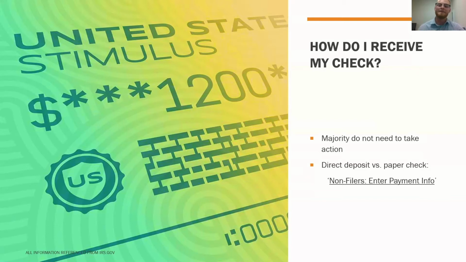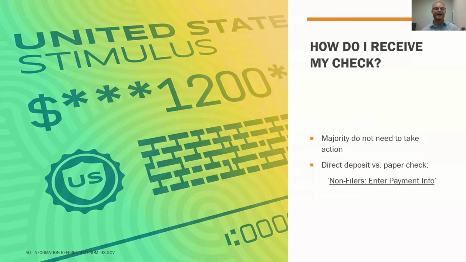For those who did not enter their direct deposit information on their tax returns or have not filed 2019 yet, you're going to have to go to irs.gov. As soon as you open the homepage, there's going to be a white button on the left that says non-filers, enter payment info here. Once you click on that, it's going to ask you to set up an account with the IRS. It's going to make you enter some basic information from your return. Now, if you have your 2018 tax return with you, you're going to need that in front of you to enter that information.